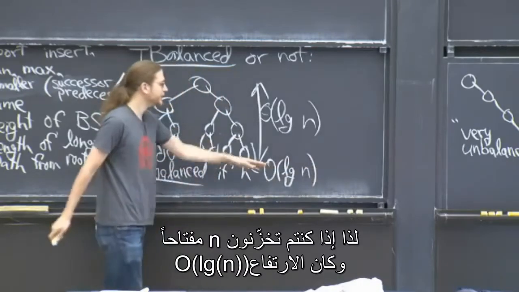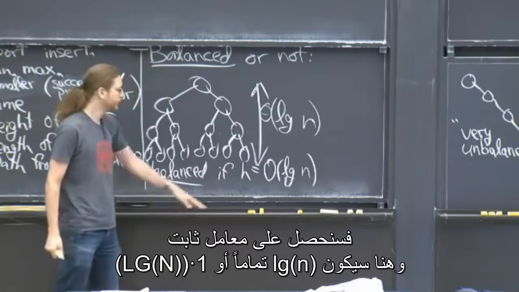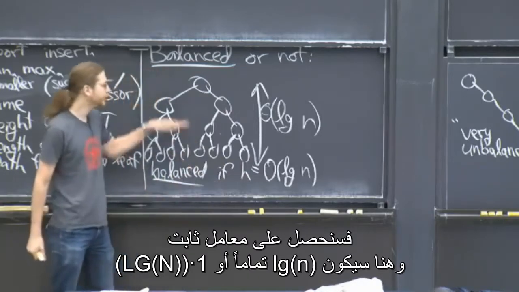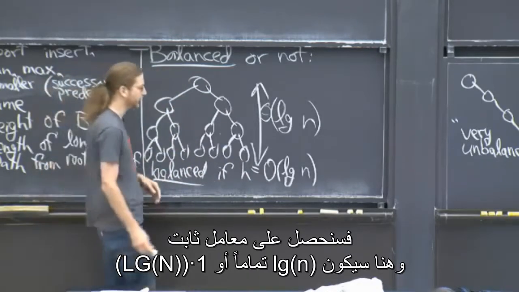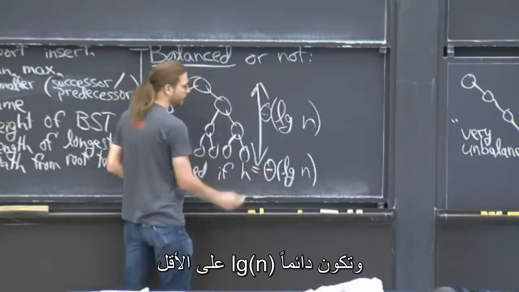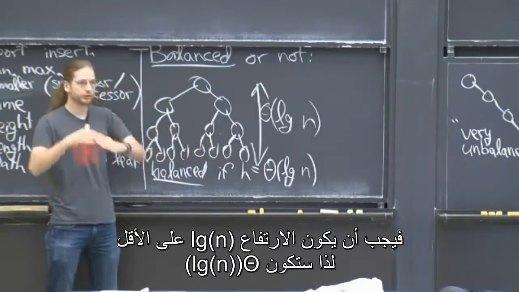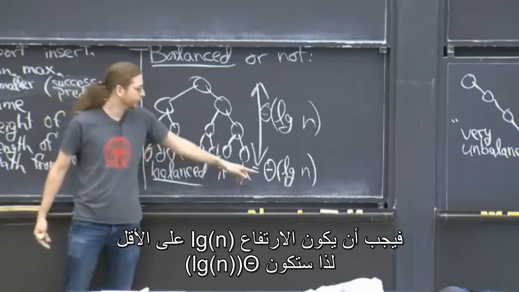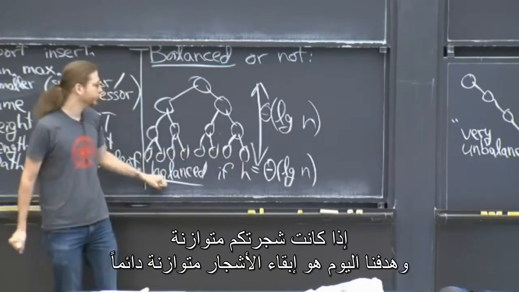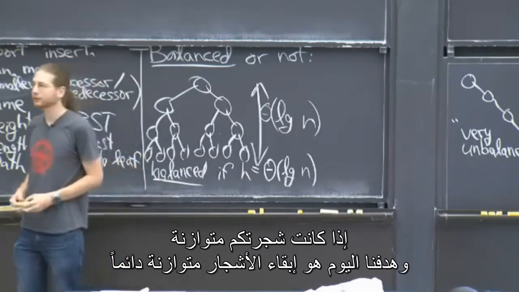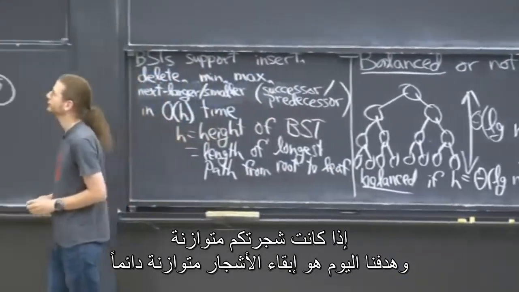So you're storing n keys. If your height is always order log n, we get a constant factor here. Here it's basically exactly 1 times log n. It's always going to be at least log n, because if you're storing n things in a binary tree, you need to have height at least log n. So in fact, it will be theta log n if your tree is balanced. And today's goal is to always maintain that your trees are balanced.